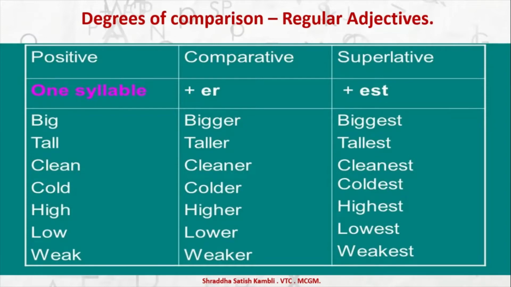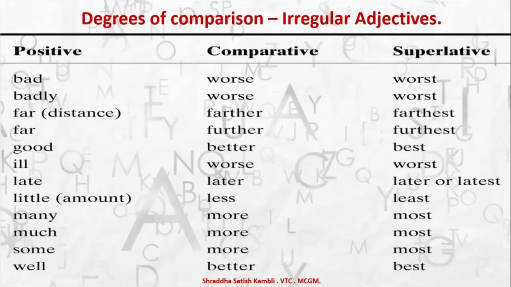For example, see here you have big, bigger, biggest. You have tall, taller, tallest. You have clean, cleaner, cleanest. You have cold, colder, coldest, and so on. Alright, now when we come to a degree of comparison where the adjectives are irregular. Now, irregular adjectives means what? They do not follow the rule of taking ER and EST in the suffix.